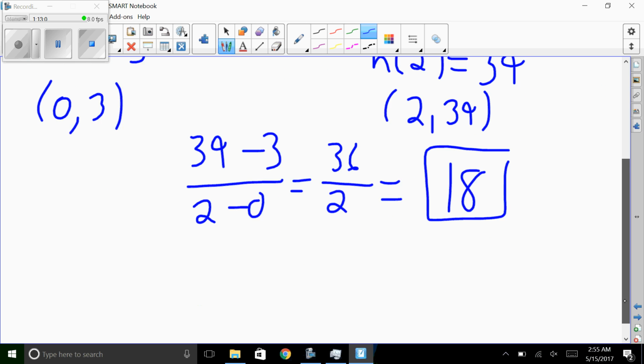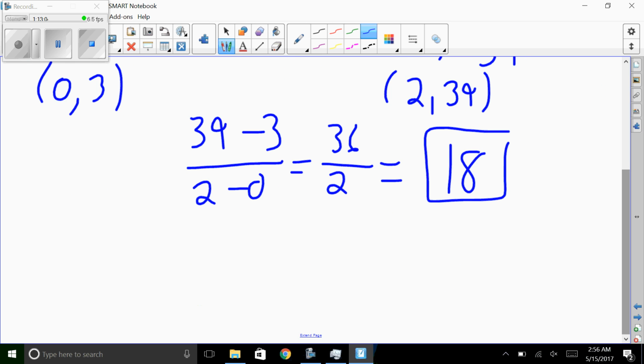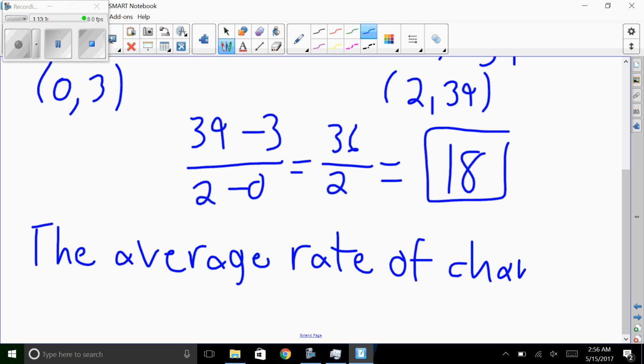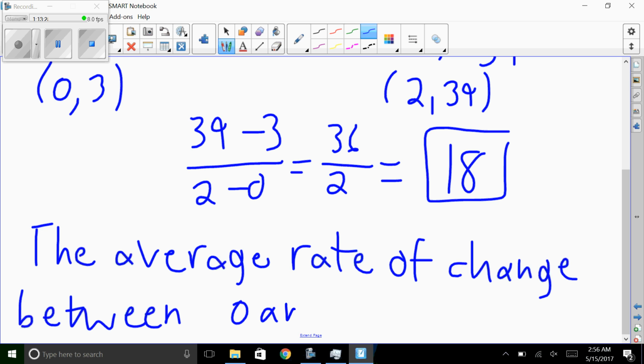So I guess since it's a word problem, we write a sentence. The average rate of change between 0 and 2 seconds is 18 feet per second. Okay.